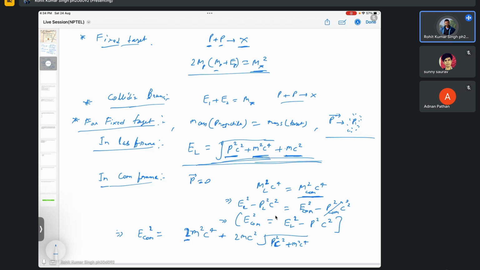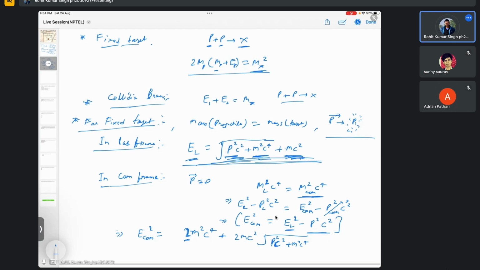So you are doing E square, right? These two will give you 2m square c to the power 4. p square c square will be cancelled by p square c square here, and then we have 2mc square. I mean, 2ab will be 2mc square into this. Okay, fine.